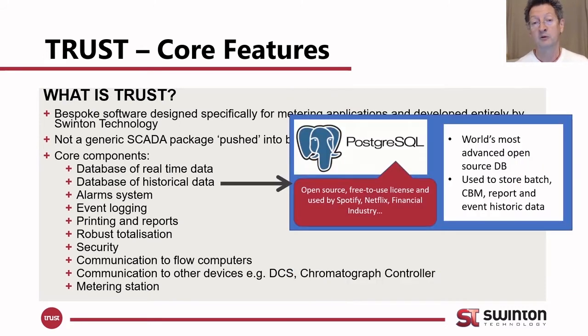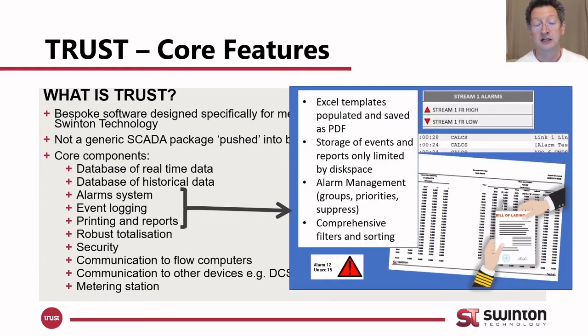We use Postgres SQL database to store data historically, such as for reports, or create more interesting relationships for like batch data. Batch data might comprise of several loads. We even utilize the statistical analysis maths functions within Postgres to perform our CBM analysis. Reporting is achieved by using Excel as a templating mechanism. So you've got the full power and formatting of Excel and its charts as a template, and then TruST's reporting engine will populate that template, produce a PDF displayed in the user interface. You don't need Excel to be installed on the server.